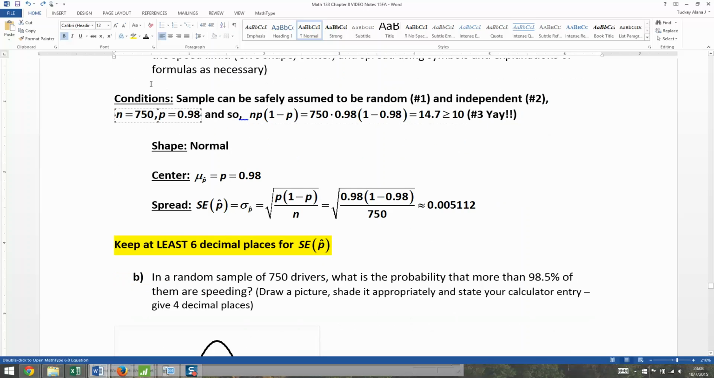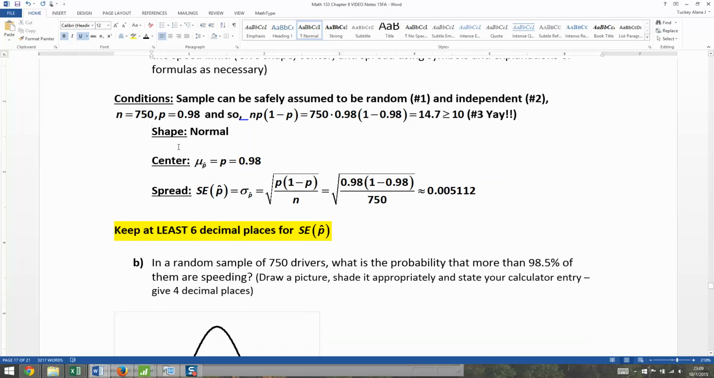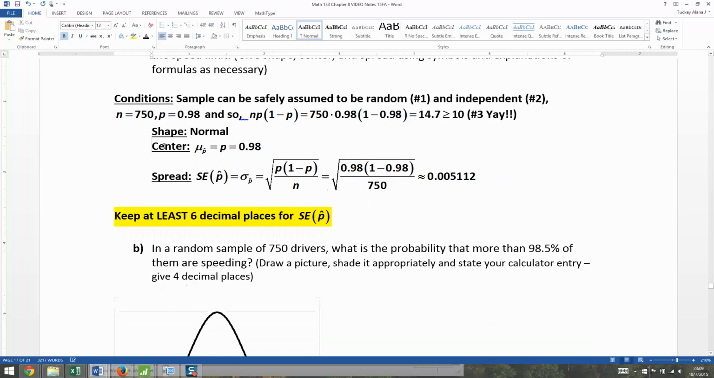Just to clear this up here at the top, I relabeled these. Condition 1, random. Condition 2, independent. And then we proved condition 3 right here, and I put a little number 3, yay! So we met all 3. Once we know those 3, then we know the shape is normal, the center, and the spread. And we're all set from there.